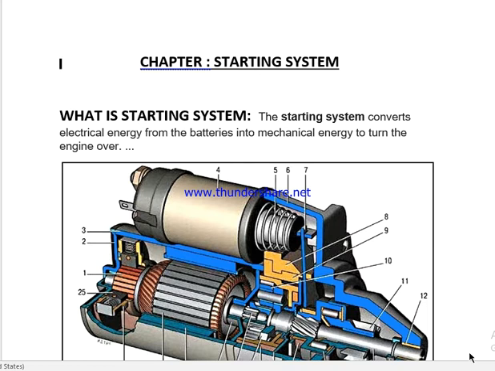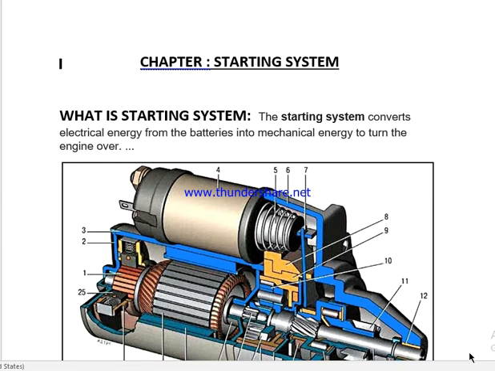Just right now, today we are going to start learning the starting system in a motor vehicle. So guys, without wasting time, let's start together by following our chapter for today. We are going to start with what is a starting system.